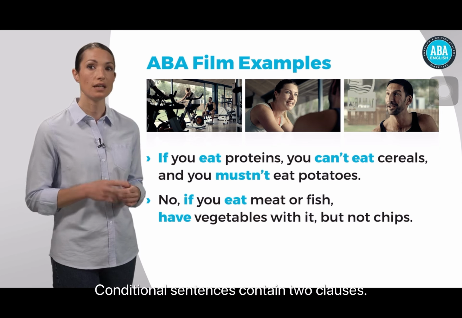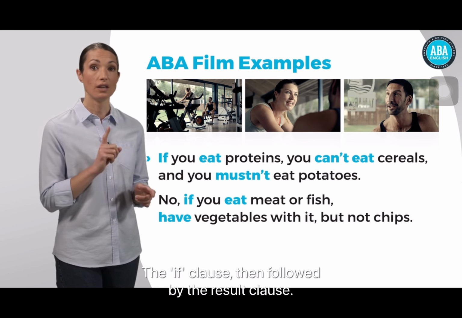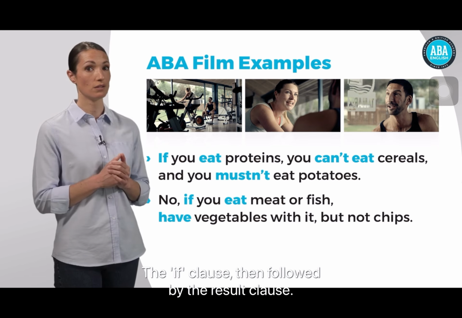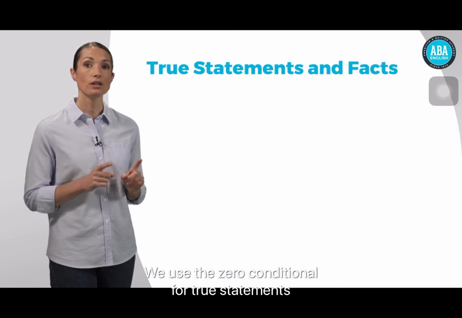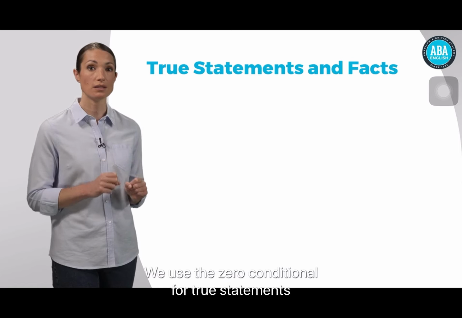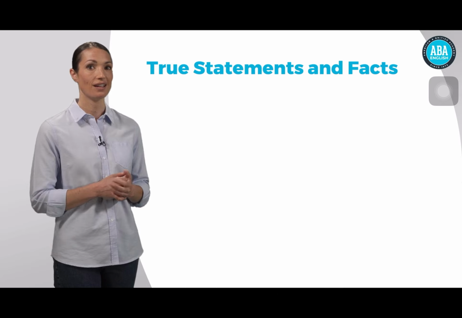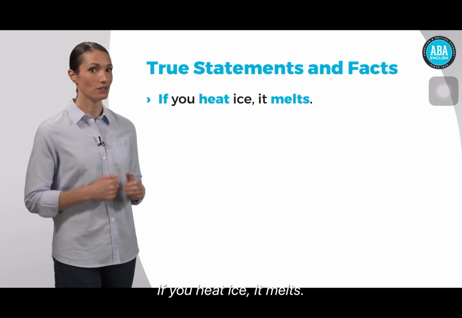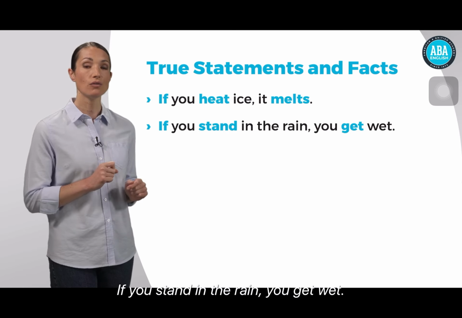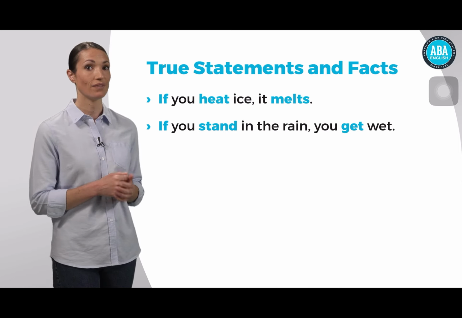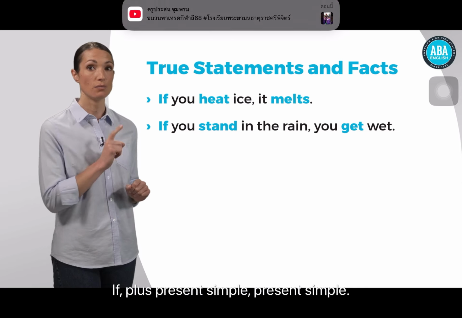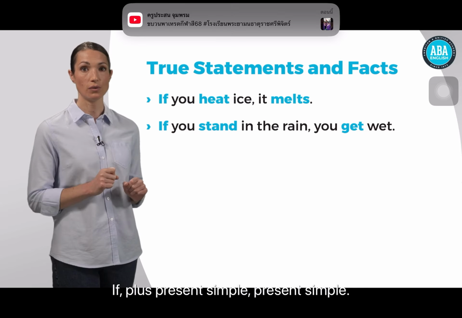Conditional sentences contain two clauses, the if clause, followed by the result clause. We use the zero conditional for true statements and scientific facts. Let's see an example. If you heat ice, it melts. If you stand in the rain, you get wet. As you can see, the structure is if plus present simple, present simple.